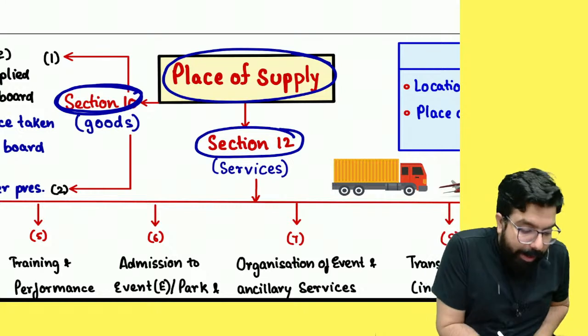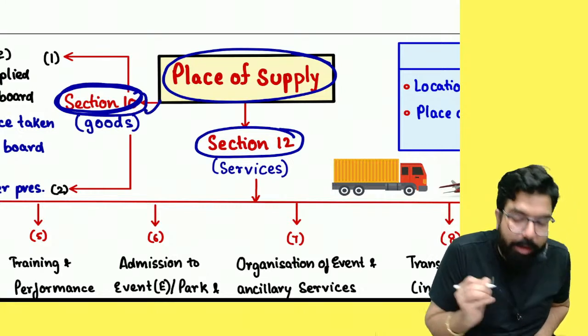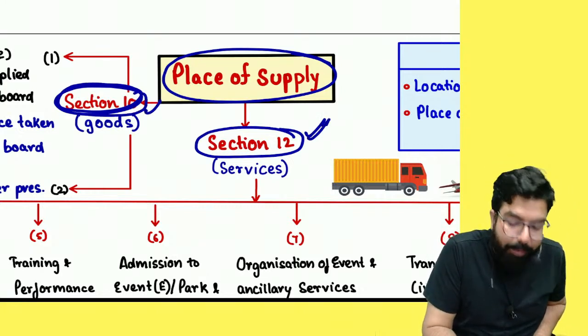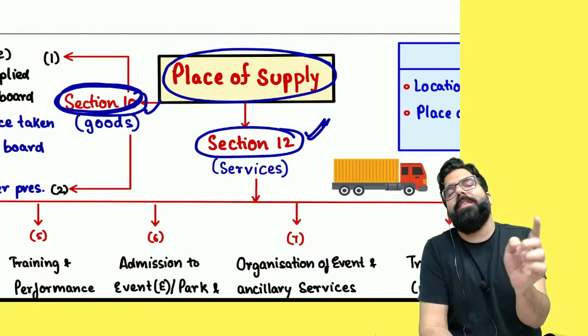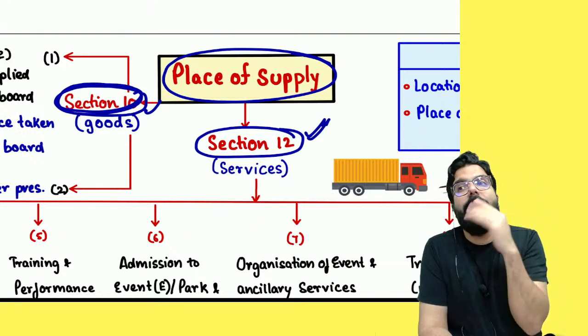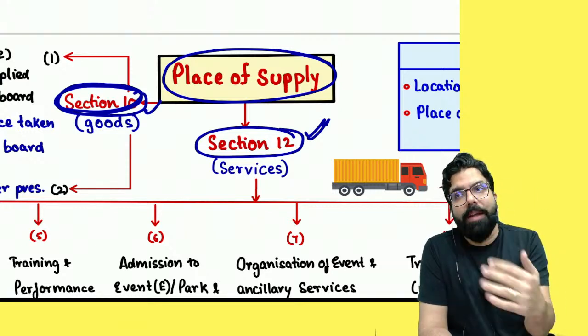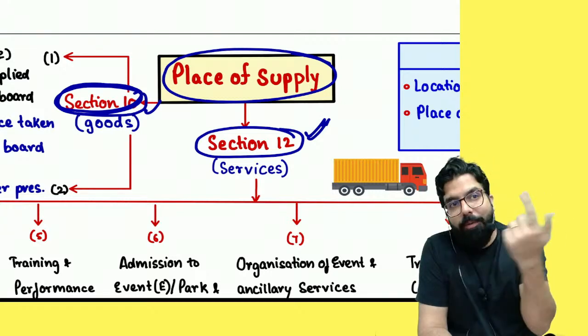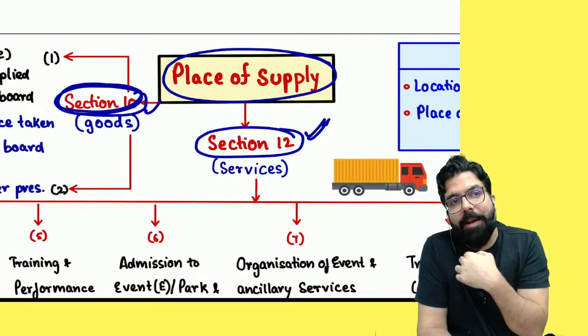Can we go ahead? Now, place of supply for goods is told by section number 10 and place of supply for services is told by section number 12. So if I am a supplier of goods, how will I find out place of supply? By applying section number 10. If I am a supplier of service, how will I find out place of supply? By applying section number 12.